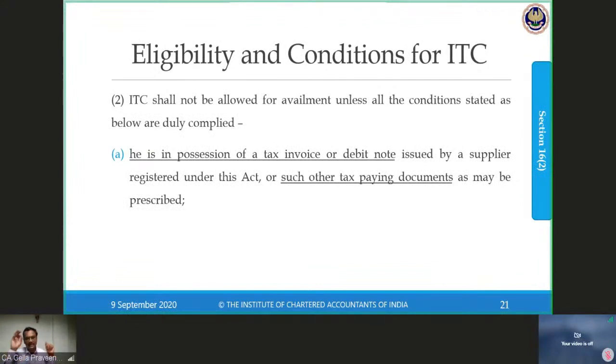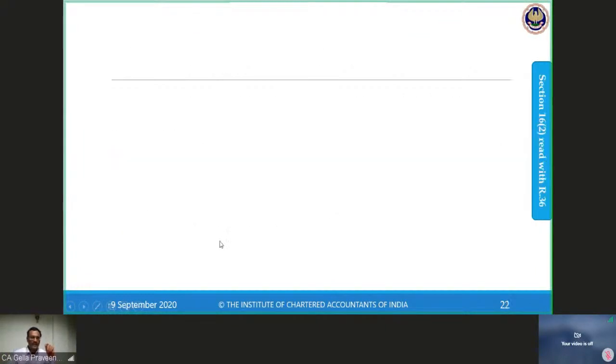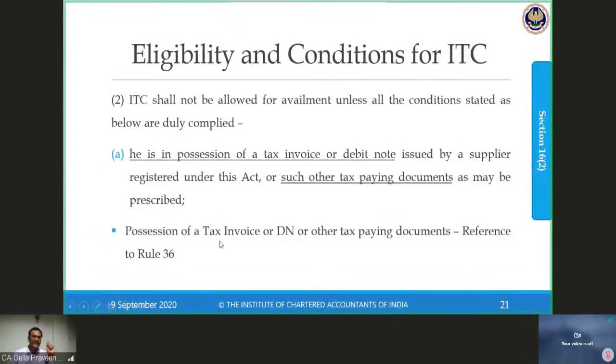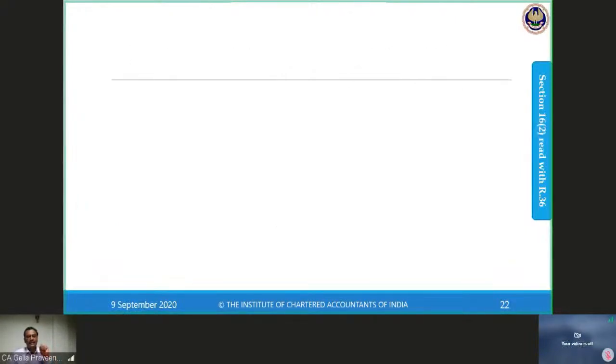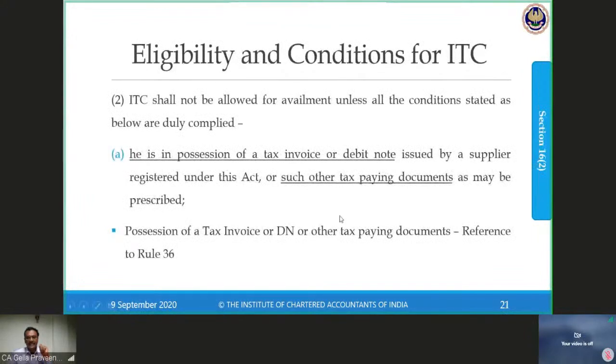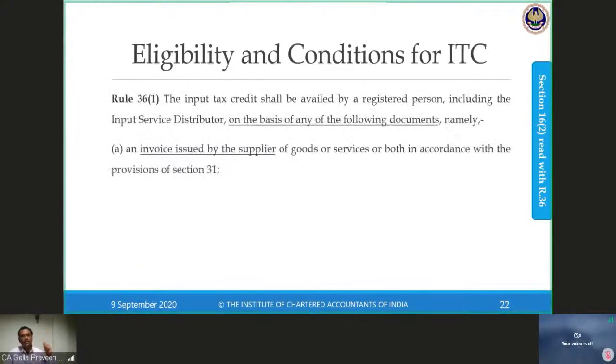This is my first condition. Second condition, point number B. Possession of a tax invoice, debit note, or other tax paying documents, with reference to Rule 36, is required along with Section 16 subsection 2. Now, why are we traveling to Rule 36? If you read the language, such other tax paying documents, if you have those documents, they say you can take the input tax credit. Now quickly we will walk through Rule 36 to see what documents they have prescribed.